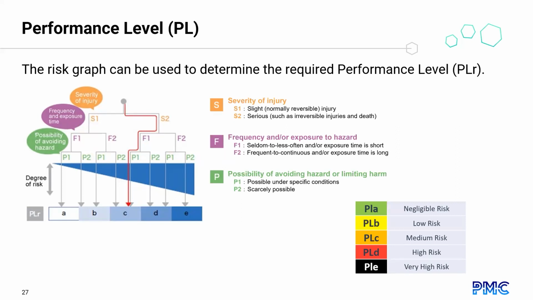And here on the left side, we have all the combinations: S1, F1, P1, then we have performance level PLa. S1, F1, P2, we also have PLa. So in this chart, we have all the combinations of severity, frequency, and possibility of avoiding that bring us the performance level.